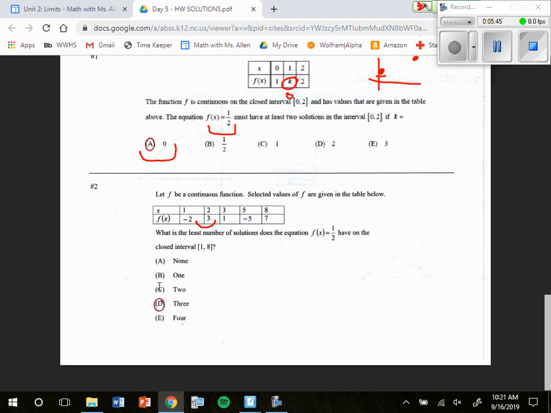If I go from 3 down to 1, do I have to pass through 1/2? No. Could I? Yes, but I don't know. So I'm not guaranteed by the intermediate value theorem. If I go from 1 to -5, do I pass through 1/2? Yes, I'm guaranteed that I will pass through 1/2. Could I pass through 1/2 multiple times? Yes, but I don't know. I just know for sure that there's one time. And then between -5 and 7, yes. So there definitely are 3 solutions, maybe more, because my function is continuous.